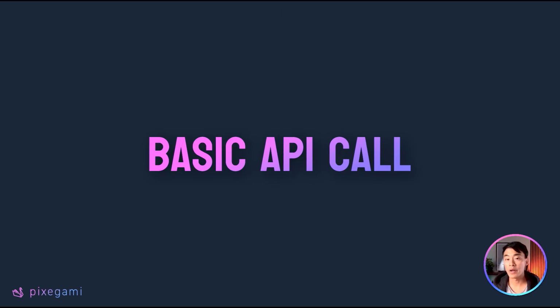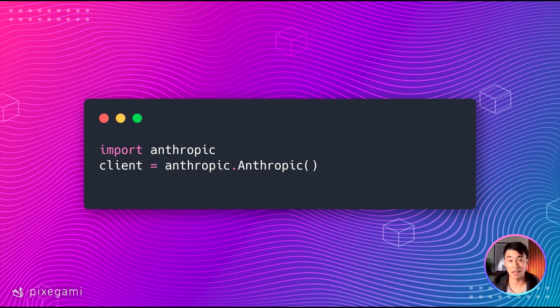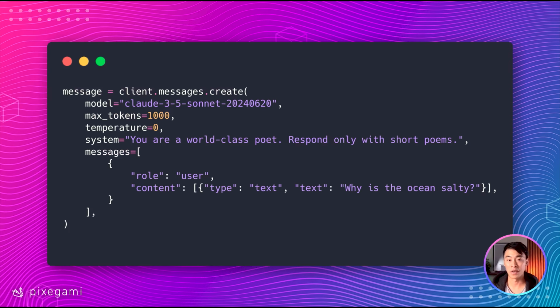All right, now we're ready to start with a basic Hello World example. First, you can create an API client like this. Remember, you need to set your API key into the environment variable for this to work. Here is what a simple API call looks like. Let's go through the parameters really quickly.